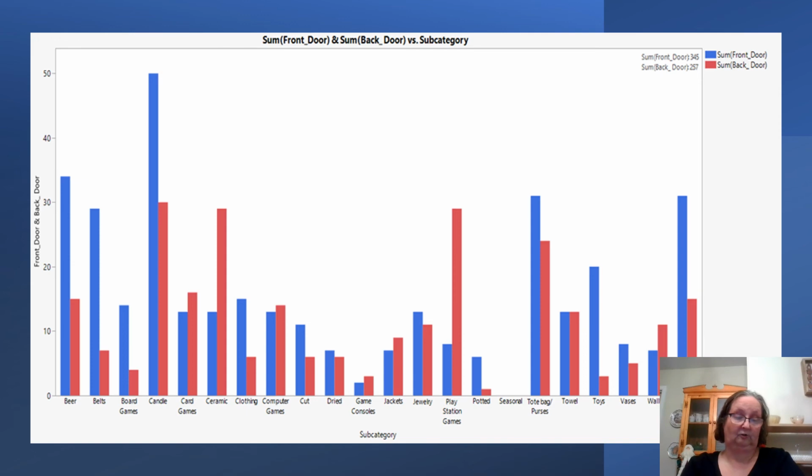Whereas card games, ceramics, computer games, game consoles, jackets, PlayStation games, and wallets are being stolen more by employees than by customers. This is where the cameras will come into play. As the product is taken out through the back door, it will timestamp the video so that the manager can look at it and see which employee or employees are involved in the theft and terminate them.